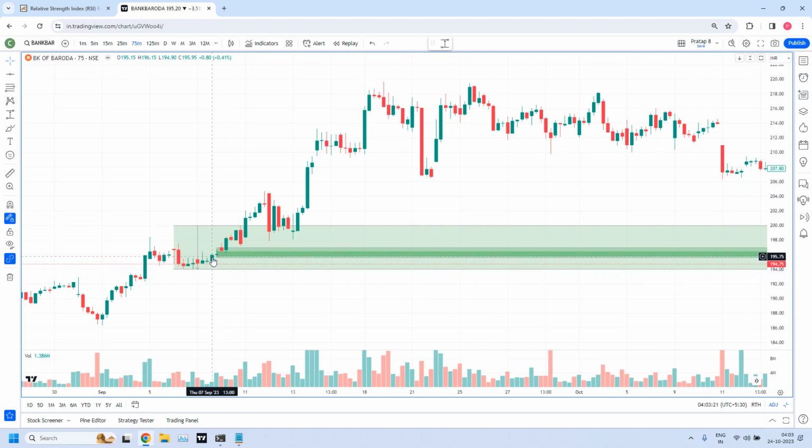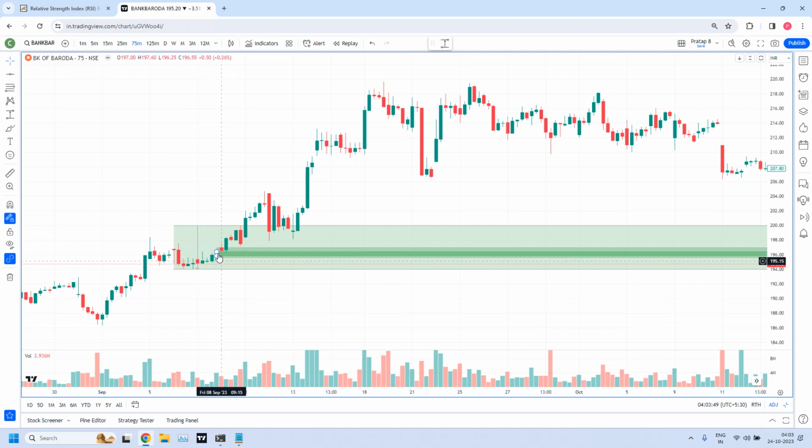My leg-in is not clear. See the leg-in, this also looks like a base candle, narrow range candle, a small candle. If that is the case, all these are base candles. 1, 2, 3, 4, 5, 6, 7, 8, 9 base candles. Is the zone valid? No. In that case, easily this zone will be broken with 9 candles.